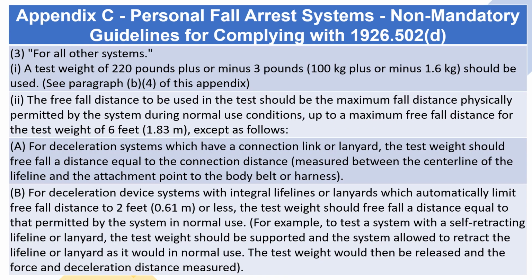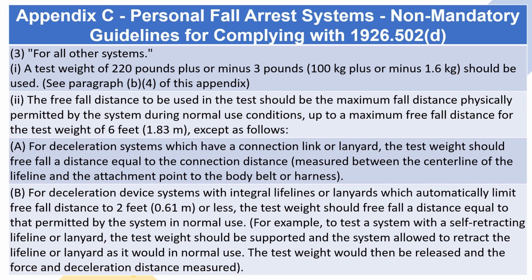3. For all other systems, a test weight of 220 pounds plus or minus 3 pounds (100 kilograms plus or minus 1.6 kilograms) should be used. See paragraph B4 of this appendix. 2. The free fall distance to be used in the test should be the maximum fall distance physically permitted by the system during normal use conditions, up to a maximum free fall distance for the test weight of 6 feet (1.83 meters), except as follows.